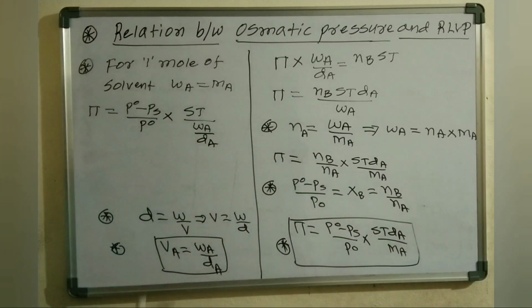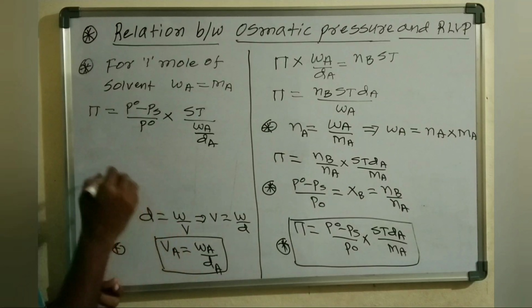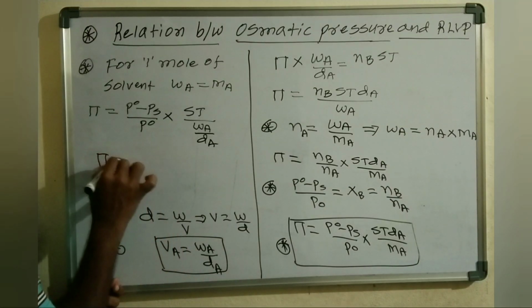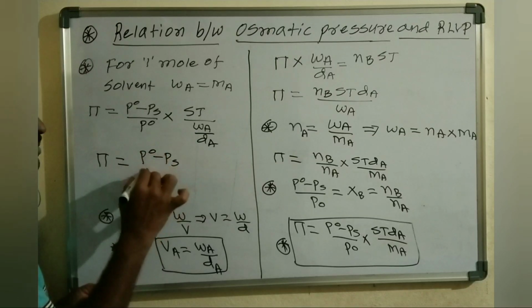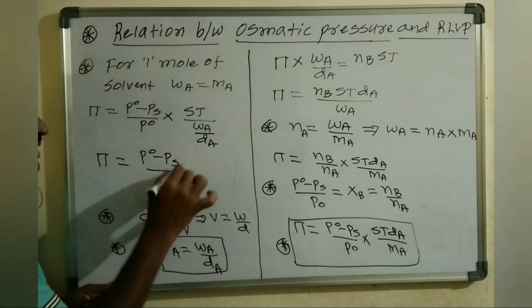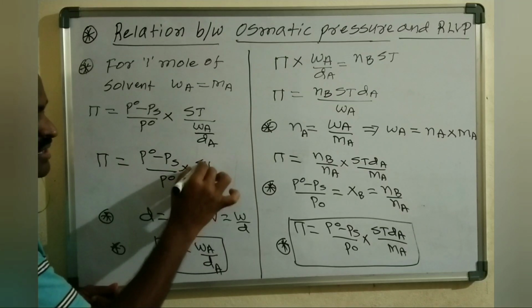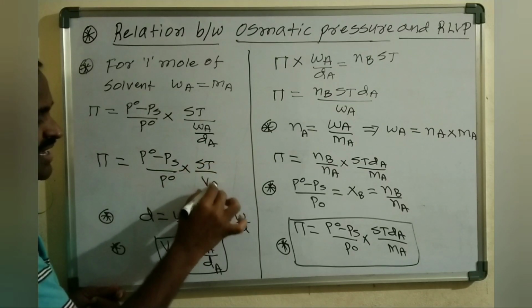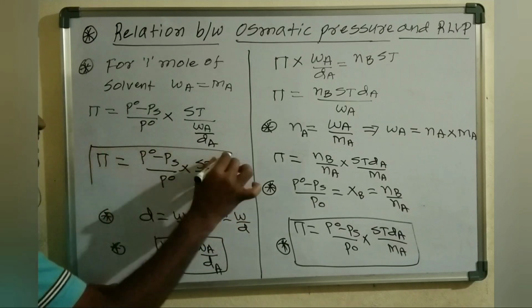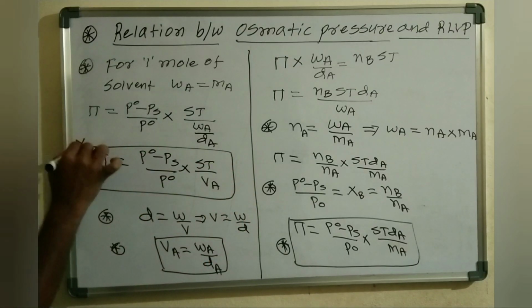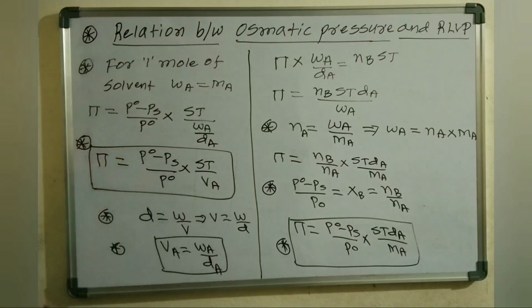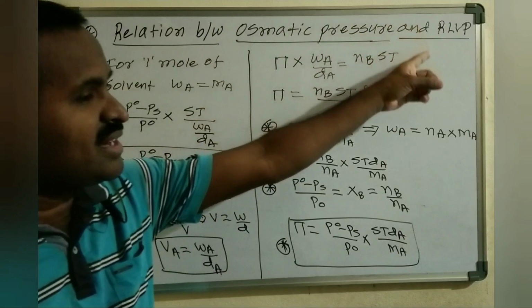As we know, Wa divided by the density of A is nothing but the volume, so we can write (P naught minus Ps) divided by P naught equals ST divided by the volume of the solvent, which is nothing but the volume of the solution. So this is another formula that is helpful to correlate the osmotic pressure and the RLVP.